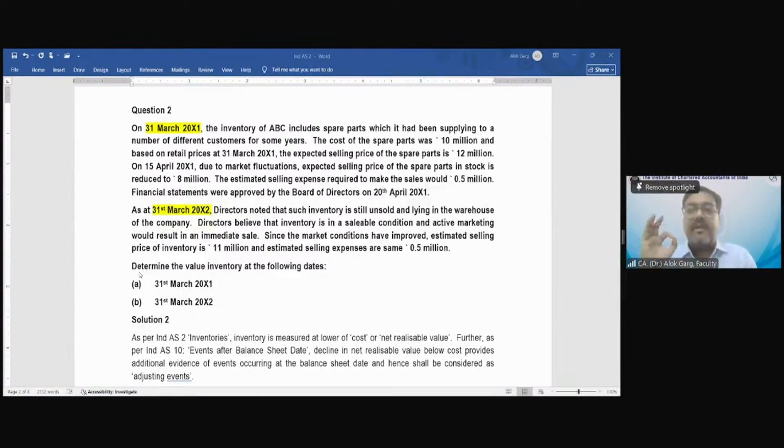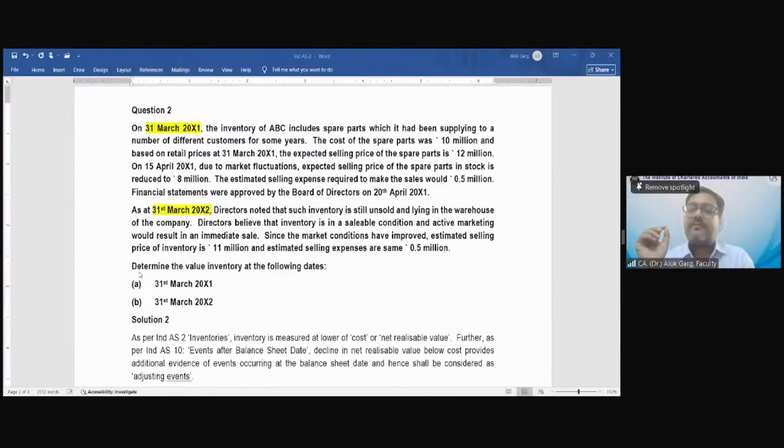Friends, inventory has to be measured at cost or NRV, whichever is lower at the reporting date, right? Post balance sheet, after 31st March, the inventory in this case was how much? What was the amount of inventory? 8 million. And the selling expenses is 0.5 million. This is 7.5 million.